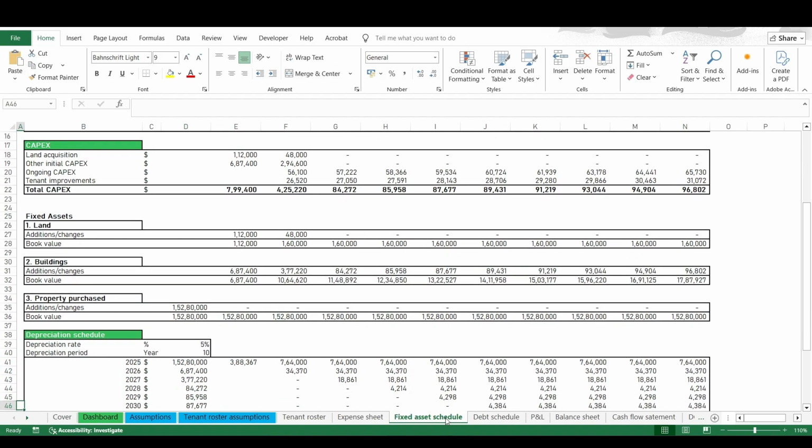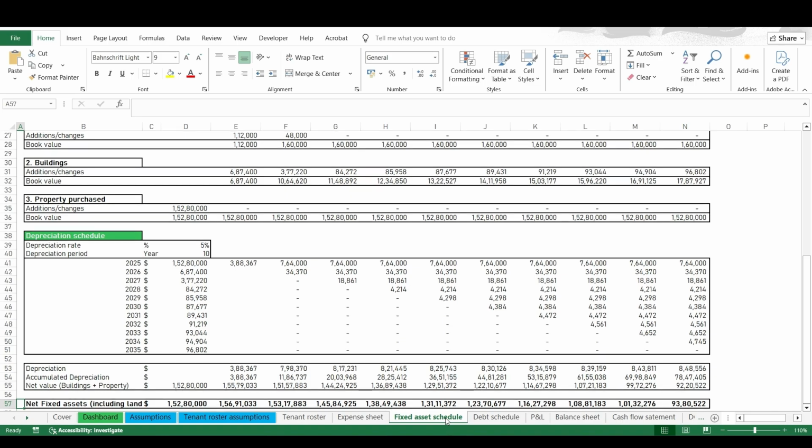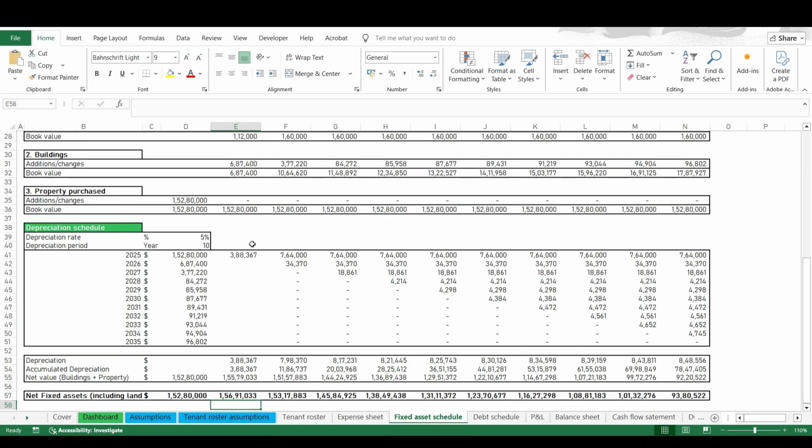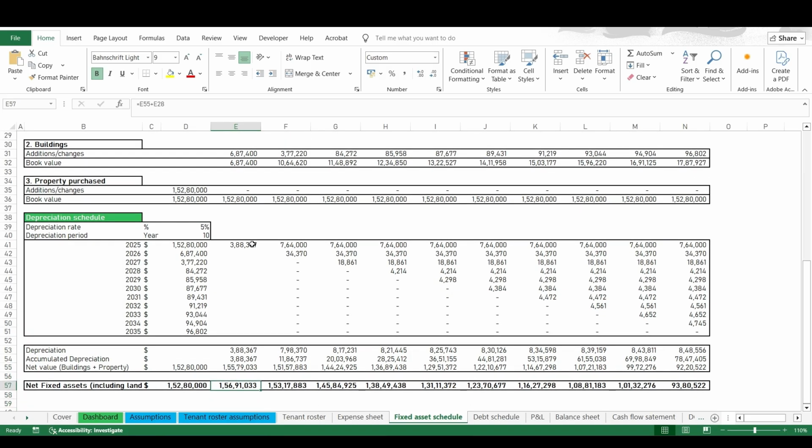Next we have the depreciation schedule. In each year the depreciation works like this up here. Then we calculate the depreciation for each year, and next we calculate the net value of building and property, and that's how we calculate the net fixed asset, which includes land.